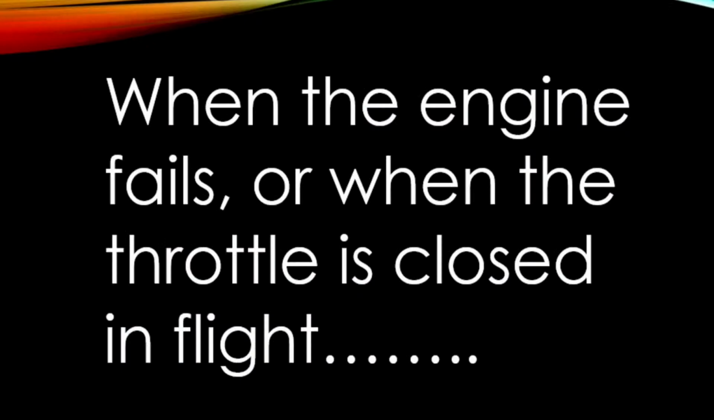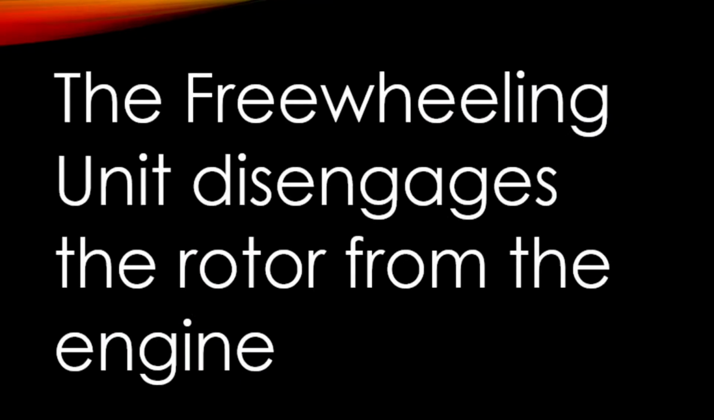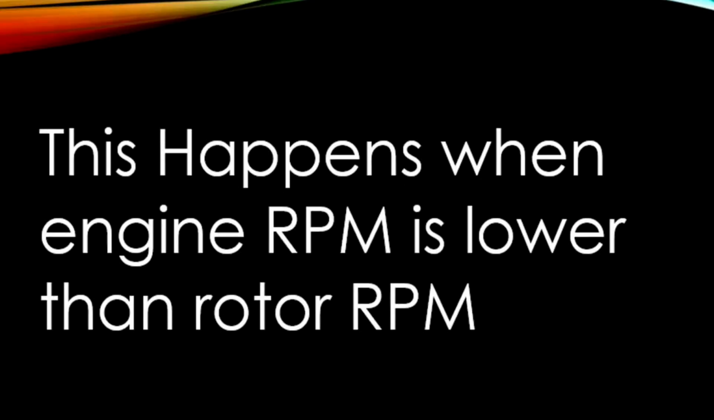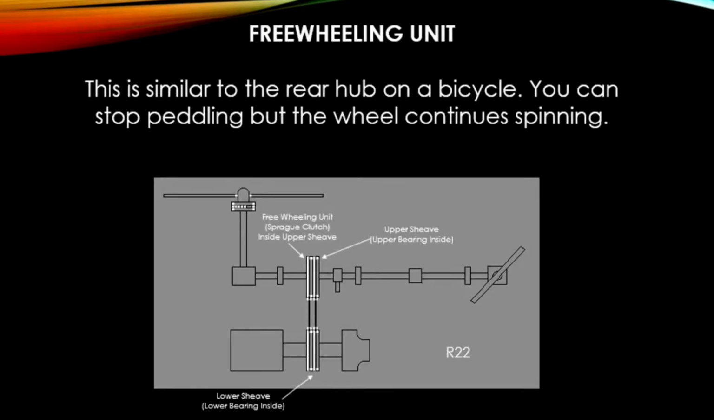The freewheeling unit, located in the upper sheave, when the engine fails or when the throttle is closed in flight, disengages the rotor from the engine. It happens as soon as the engine RPM gets lower than the rotor RPM. Think of it like the rear hub of a bicycle. You can stop pedaling, but the bicycle keeps moving.